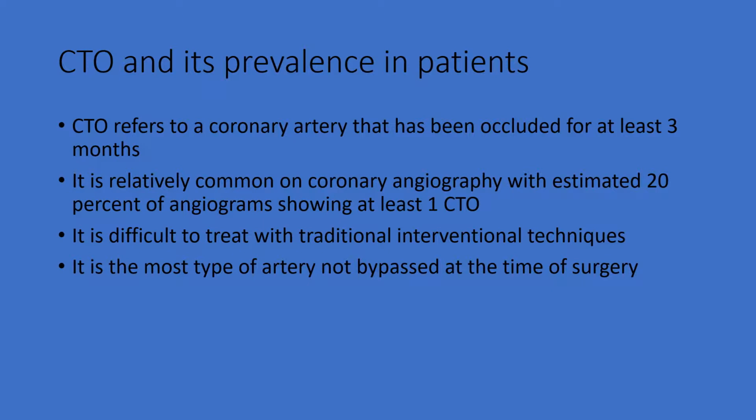It's fairly common on coronary angiography that shows disease, with about 20% of these patients having at least one chronically occluded artery. It's difficult to treat traditionally with the usual methods of angioplasty. And it's the common artery that's most likely not bypassed at the time of surgery for multiple reasons, including it is usually underfilled and thought to be too small to bypass.